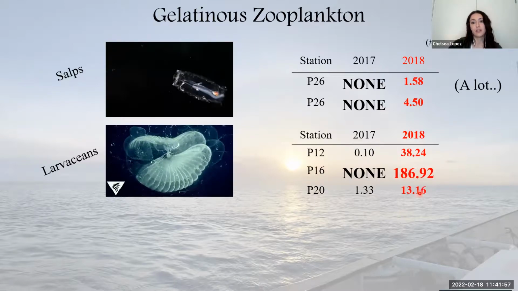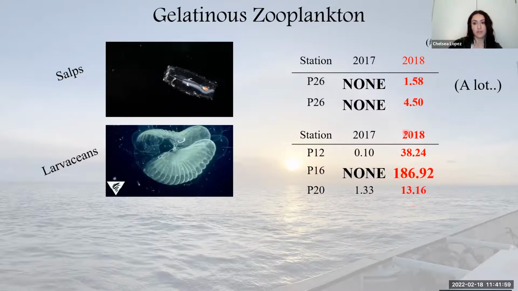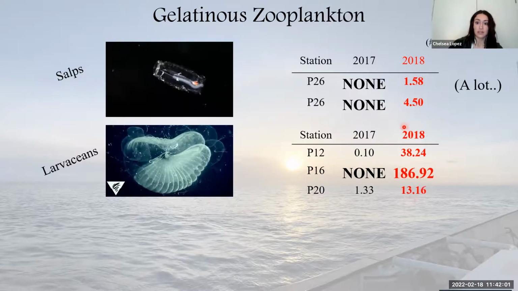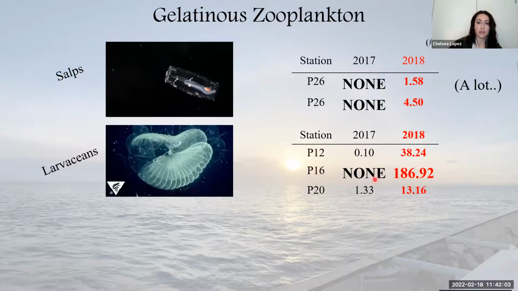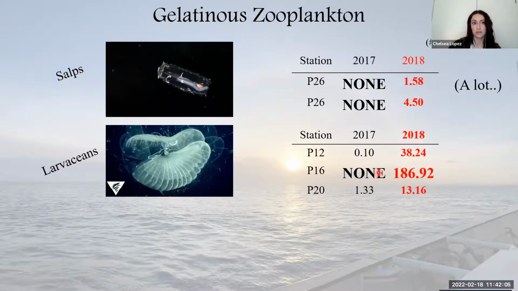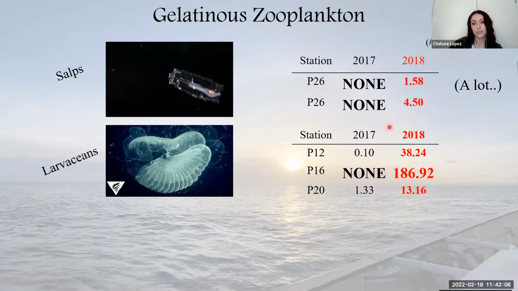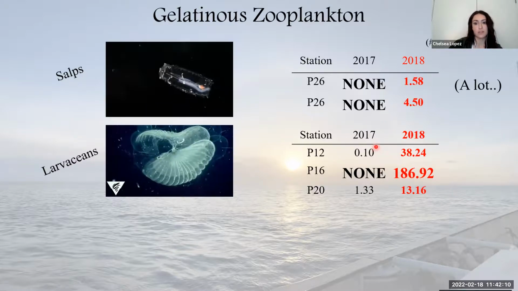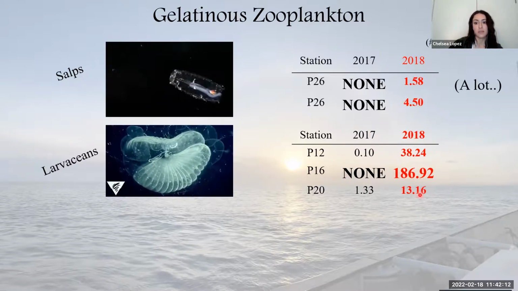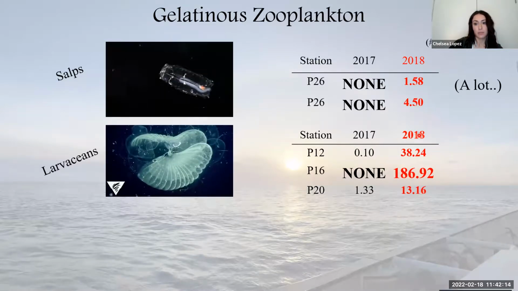And so here is the same. There's a lot of them here in 2018 versus 2017. And if you look at the climatological data from years before 2017, the numbers look like this. This is a highly anomalous event that happened in that season.